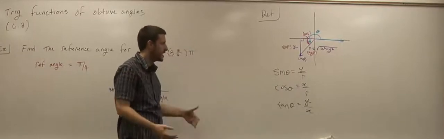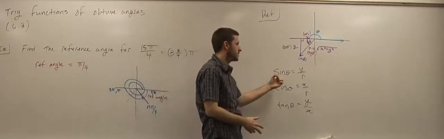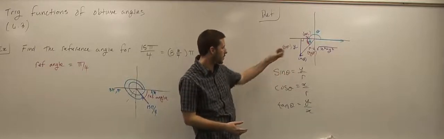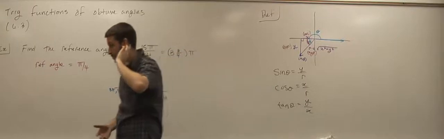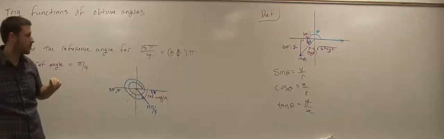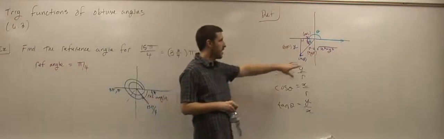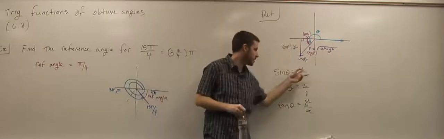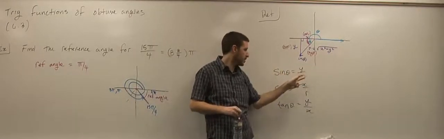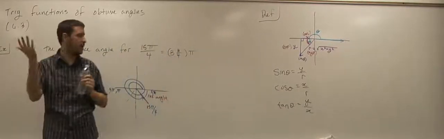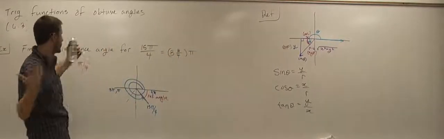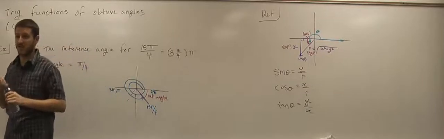So for the rest of this section, what we're trying to do is get used to using these definitions, okay, when we have angles that are bigger than 90 degrees, bigger than pi over 2. I didn't write all of them up there. I didn't bother writing cosecant, secant, and cotangent because you would just flip these. Any theoretical questions, or any questions, I guess?